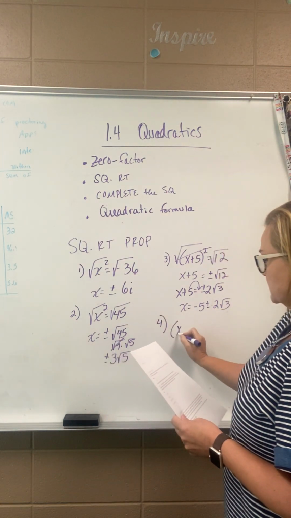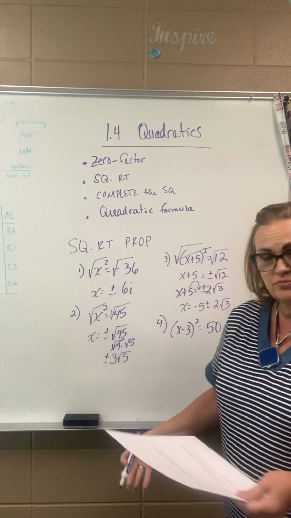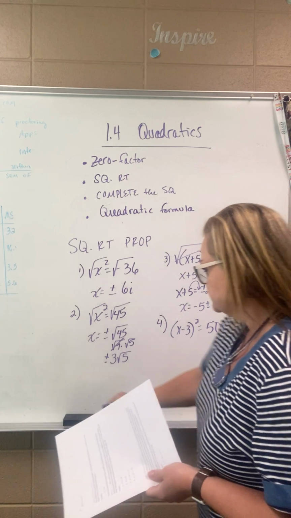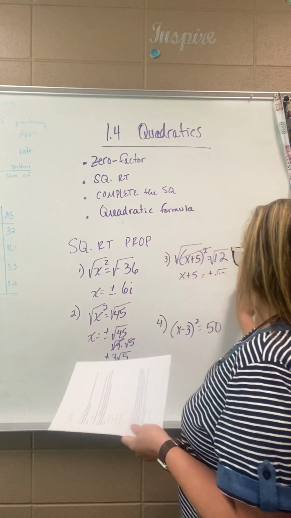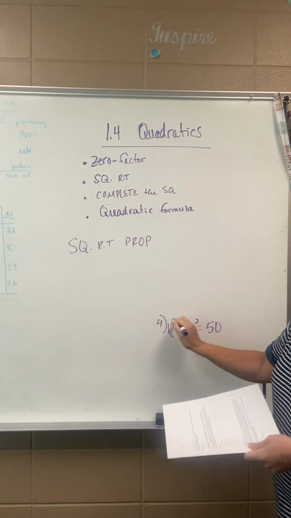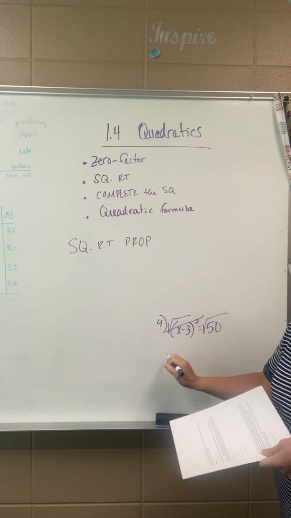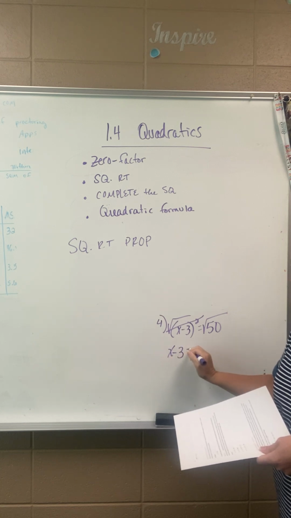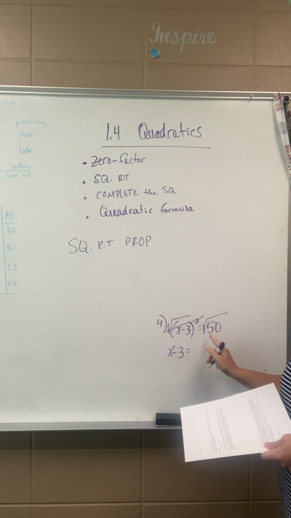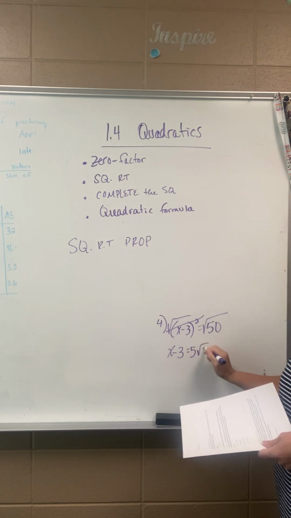One more time, and again, I would encourage you to pause the video and try this on your own before I reveal the answer. Again, we can square root each side. The square and square root cancel out, bringing out the x minus 3 value. On this side, the square root of 50 will reduce to 5 radical 2.